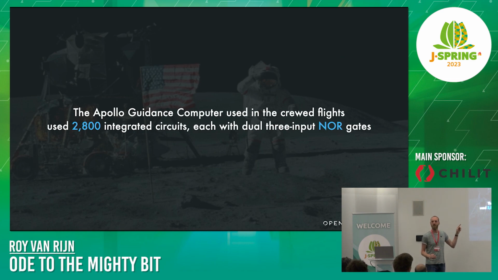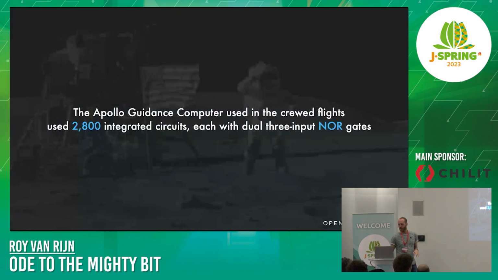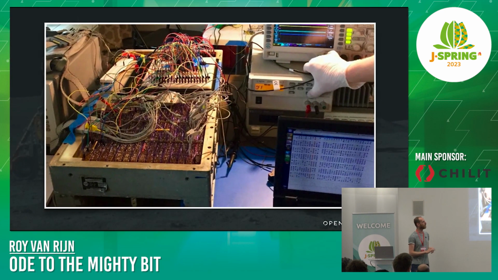NOR gates brought us to the moon, because the guidance computer used on the Apollo mission was using just NOR gates. This is what it looked like. I wouldn't want to touch that thing. But their idea was really simple. If we want to go to the moon, we want to make this completely fail-safe. We want to make the components that we are using like perfect. So they perfected that thing.